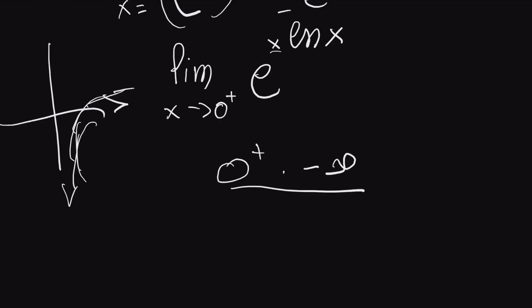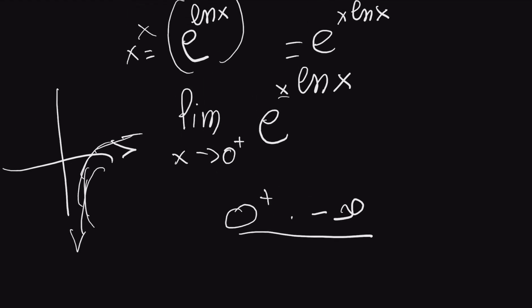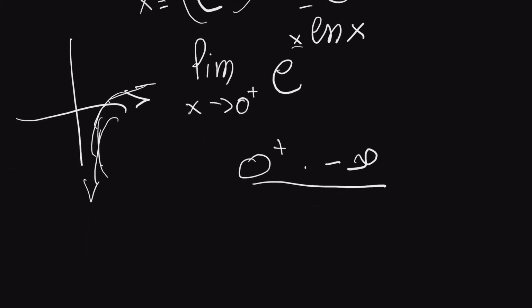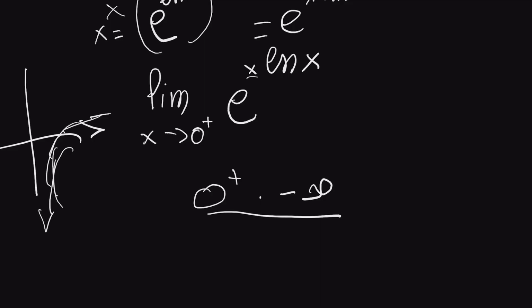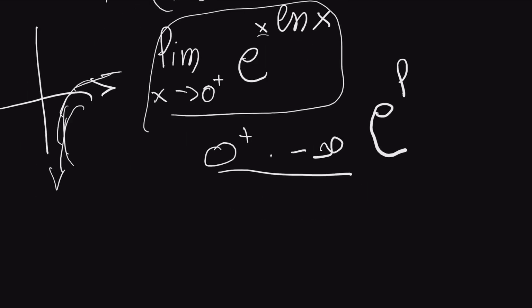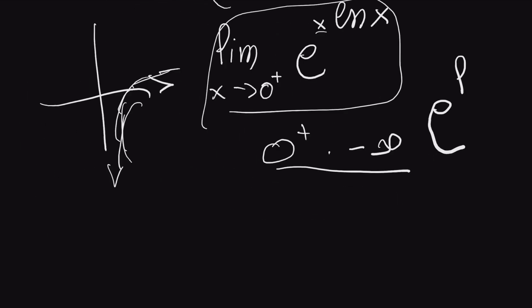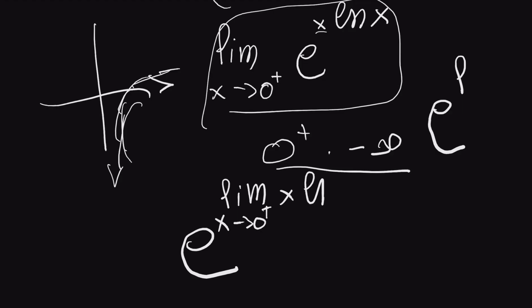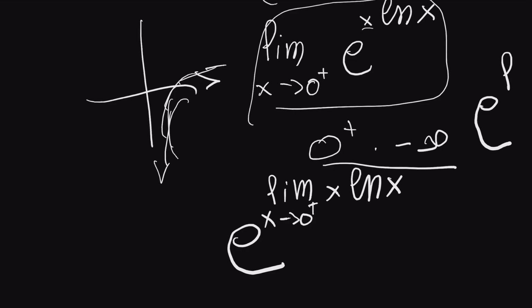The next step is to evaluate x times the natural log of x as its own limit. Because the exponential function is continuous, one of the properties of limits is that you can change this limit to be e to the power of the limit as x approaches 0 from the right of x times the natural log of x. This is one of those properties of limits that you should have covered in Calc 1.